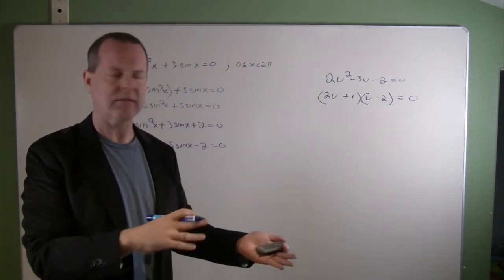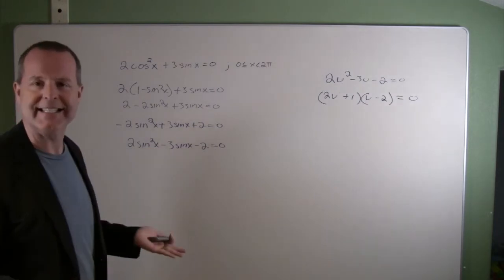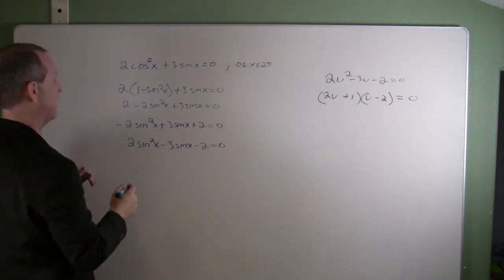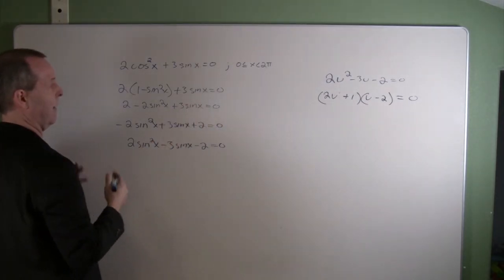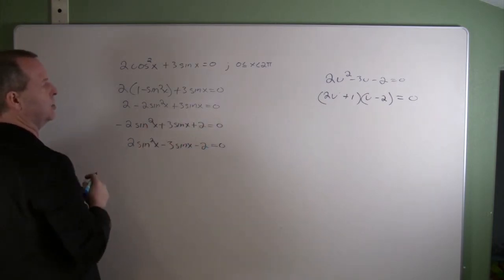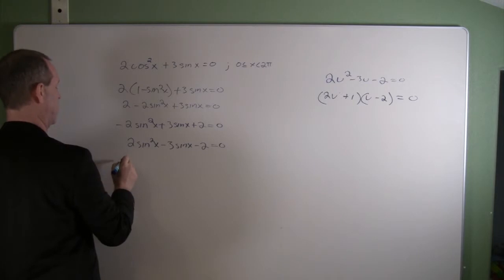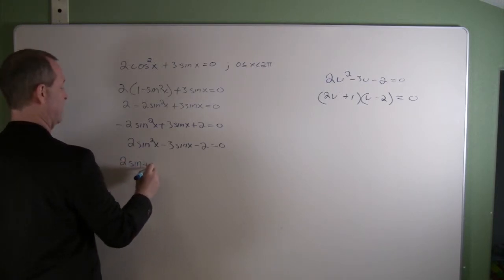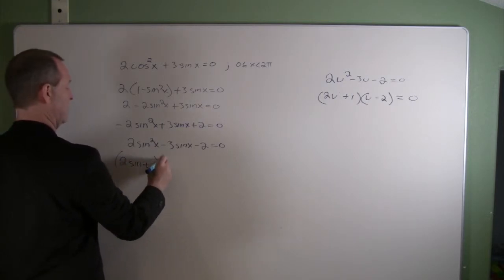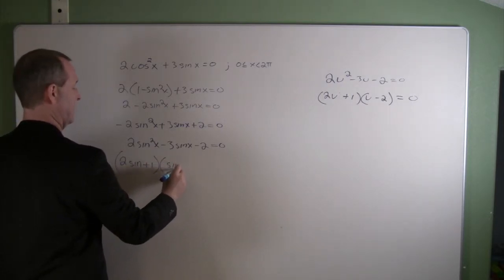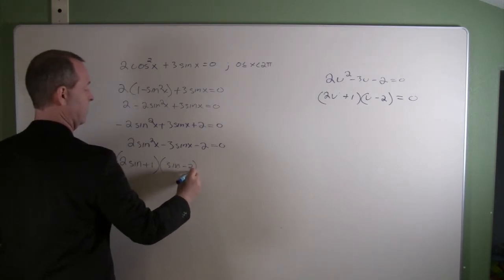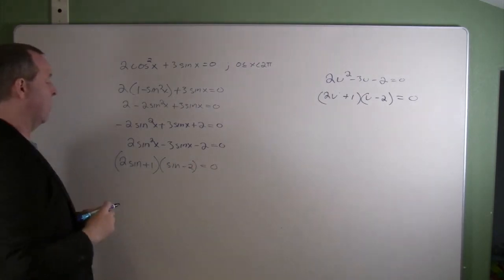So that's how I can factor that one. It's the same factoring, and I can even use that model to help me get a sense of what's happening, since u is just sine in that particular case. So I have 2 sine plus 1 times sine minus 2 equals 0.